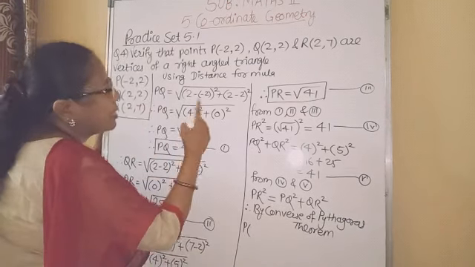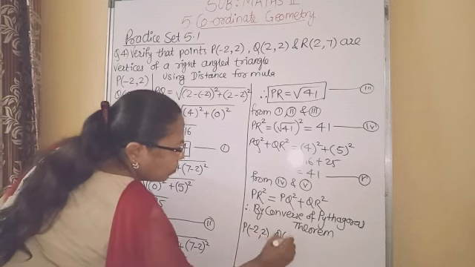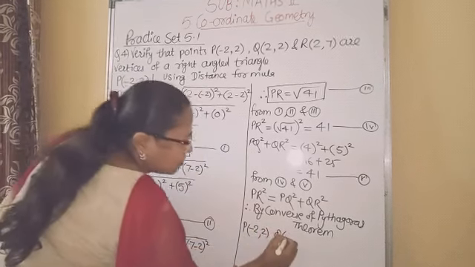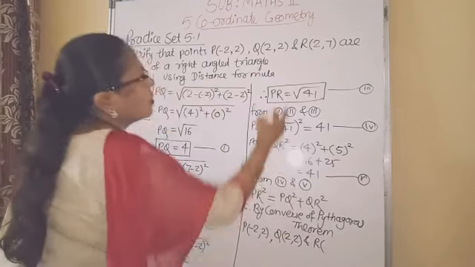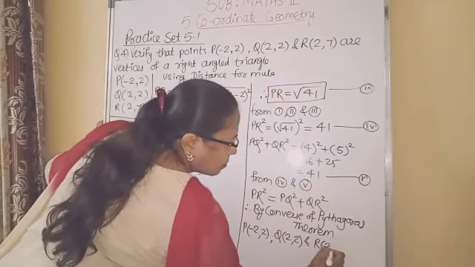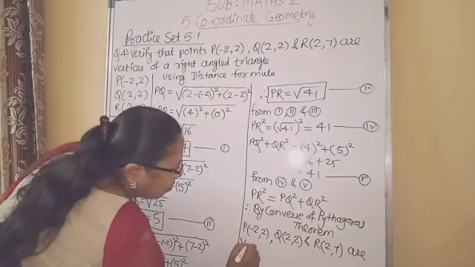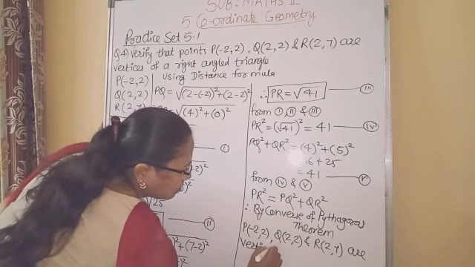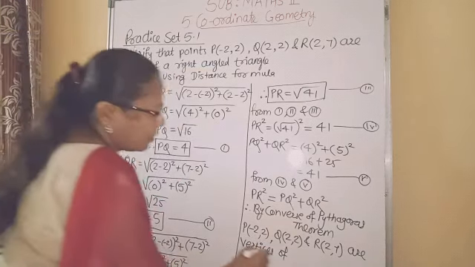P, Q and R are vertices of a right angled triangle. P(-2, 2), Q(2, 2) and R(2, 7) are vertices of a right angled triangle.